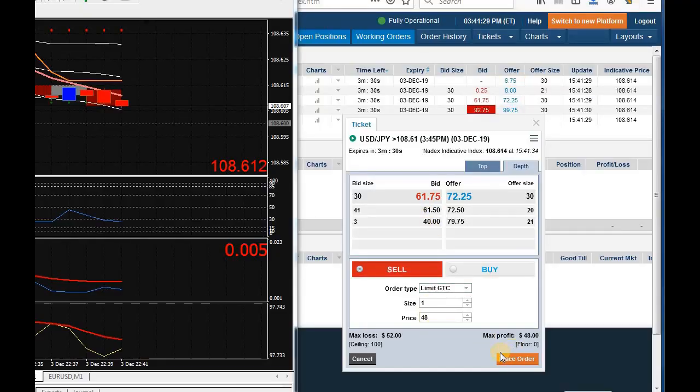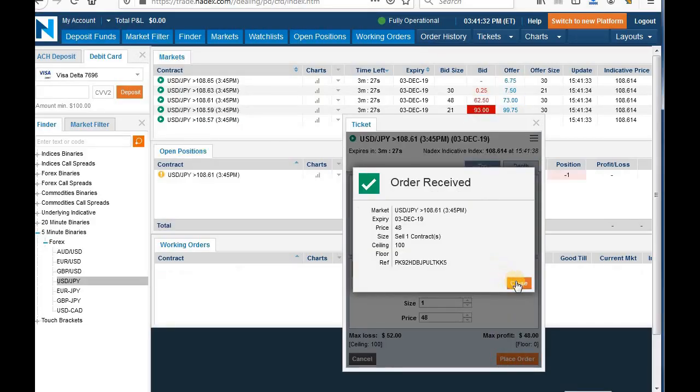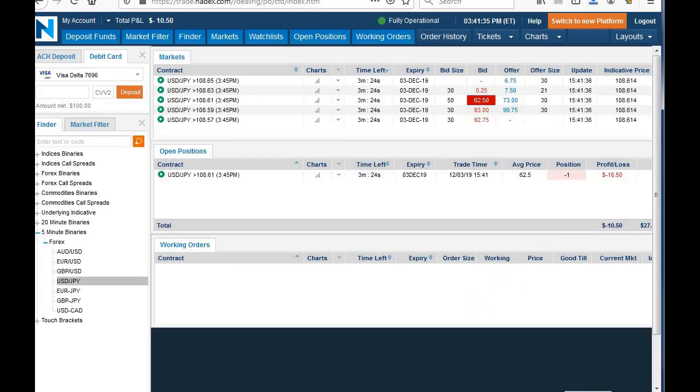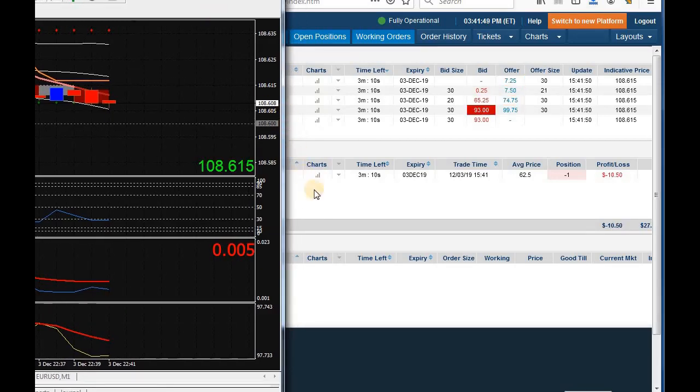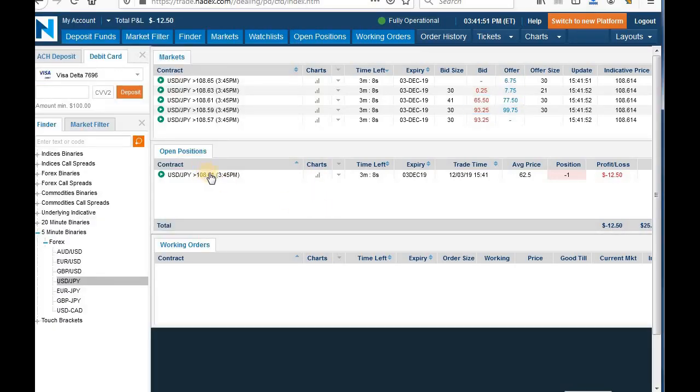Okay, I'm doing an out of the money trade here, and I'm paying a little bit above market. I wanted to make sure I got into the trade. Now, I thought I was going to get a quick pop in my favor, and that's why I was willing to pay 48. That would have been too much. So I ended up selling at 62.50.